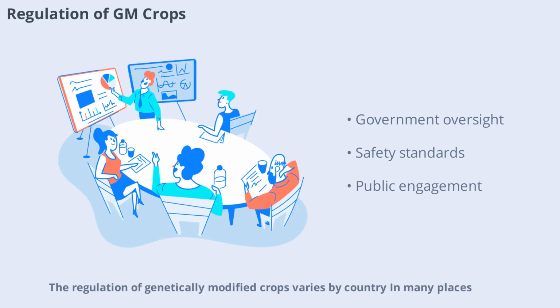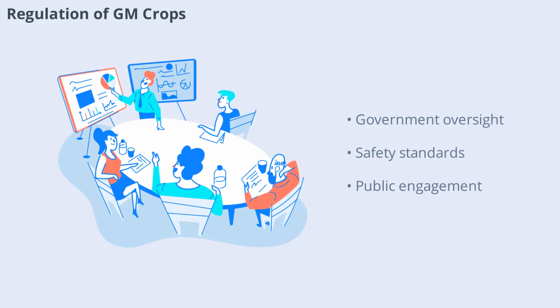Regulation of genetically modified crops varies by country. In many places, government agencies review scientific data to assess the safety and environmental impact of GM plants. These regulations are designed to protect consumers and the environment while allowing innovation to continue. Transparency and public engagement are important aspects of the regulatory process.